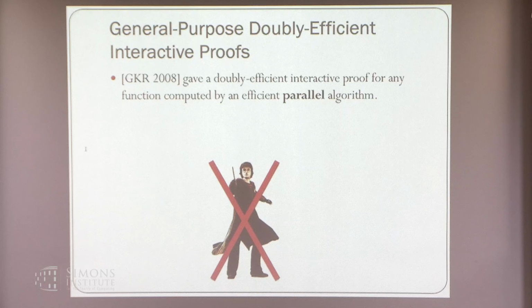So what do I mean by a general purpose, doubly efficient interactive proof? Well, ideally we would like interactive proofs that apply not just to counting triangles or matrix multiplication, but to any problem. All right, so the first general purpose, doubly efficient interactive proof I want to tell you about is a result by Goldwasser, Kalai, and Rothblum from 2008. It applies to any problem, but it's only doubly efficient if the problem is solvable by a parallel algorithm. So let me explain.